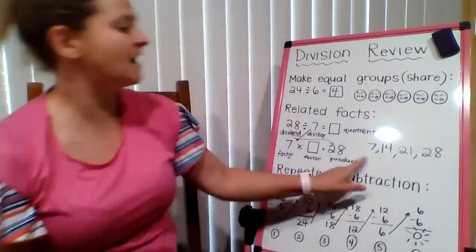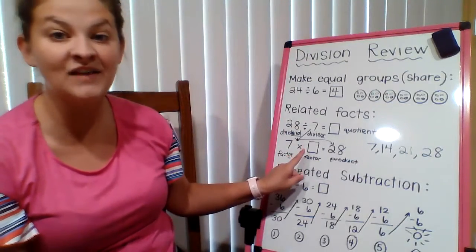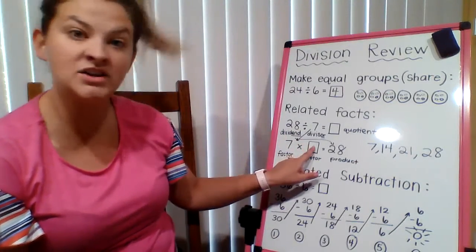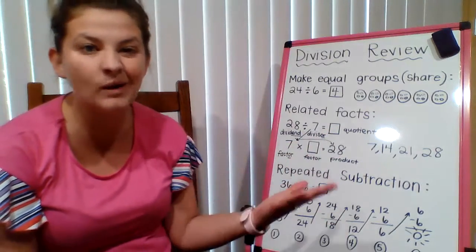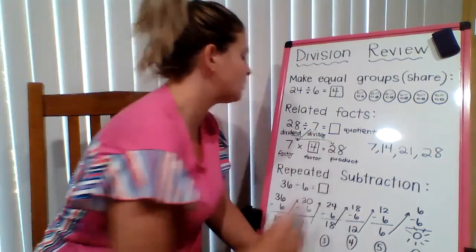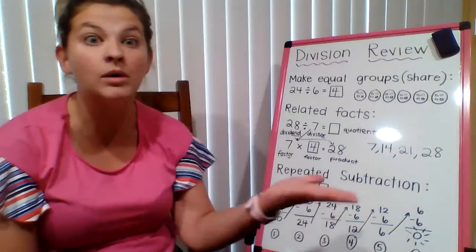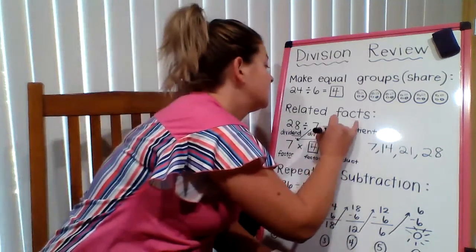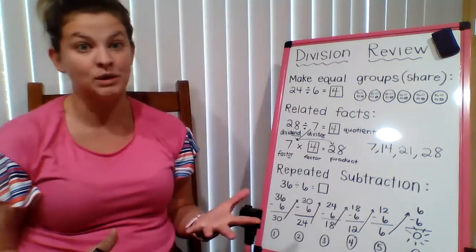So seeing how many times I counted 7 is the missing factor. And since I'm missing a factor here and I'm missing the quotient here, if I fill in this number here, it's going to be the quotient. Okay? So 7 times 4 is 28. And that means that if I took 28 and I divided it into 7 groups, I would get 4. So that's how we use related facts to help us with the problem.